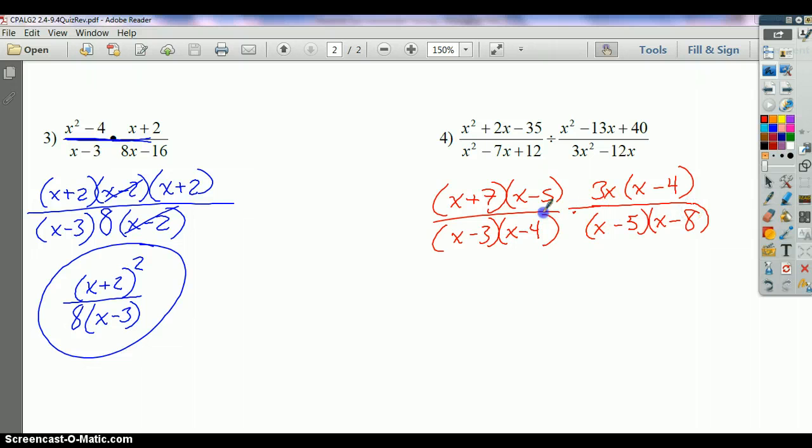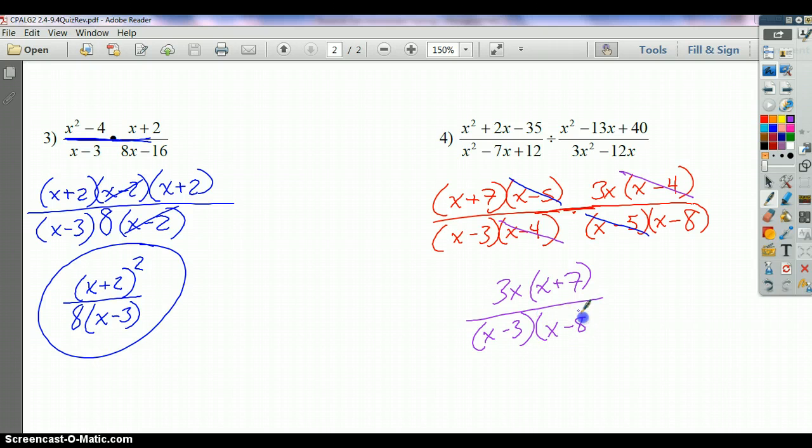Okay, time to cancel out. I can connect this guy with this guy. Let's see, x minus 4 with x minus 4. And that should be it. We have 3x, x plus 7 on the top left. Across the bottom, we have x minus 3 and x minus 8.